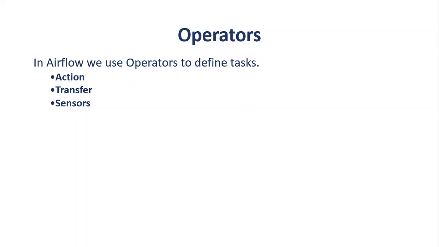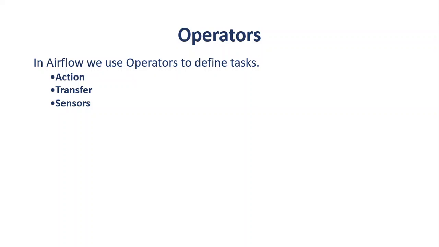Second is the transfer operator, which is designed to transfer data from one place to another, for example moving data from GCP to another cloud or S3. Both action and transfer operators come from the airflow.operators package. And sensors are a special type of operator designed to do exactly one thing, and that is to wait for something to occur. An example could be waiting for an event to happen.